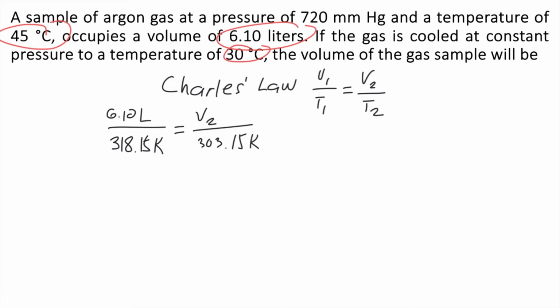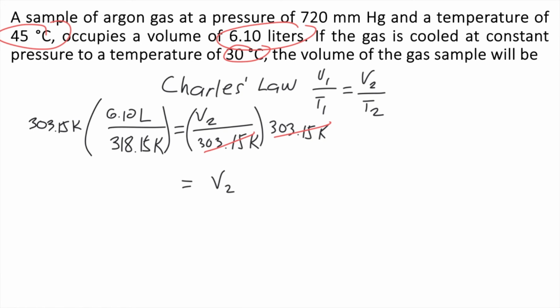So how do you solve now for V2? So this is simple. All you need to do is multiply both sides of the equation by 303.15 Kelvin. So you multiply the right side. You also multiply the left side. So on the right side, 303.15 would cancel out. So the remaining variable on the right side is V2. And on the left side, as you can see, the Kelvin would cancel out. So you now have these numbers on the left side, which you can solve using your calculator.